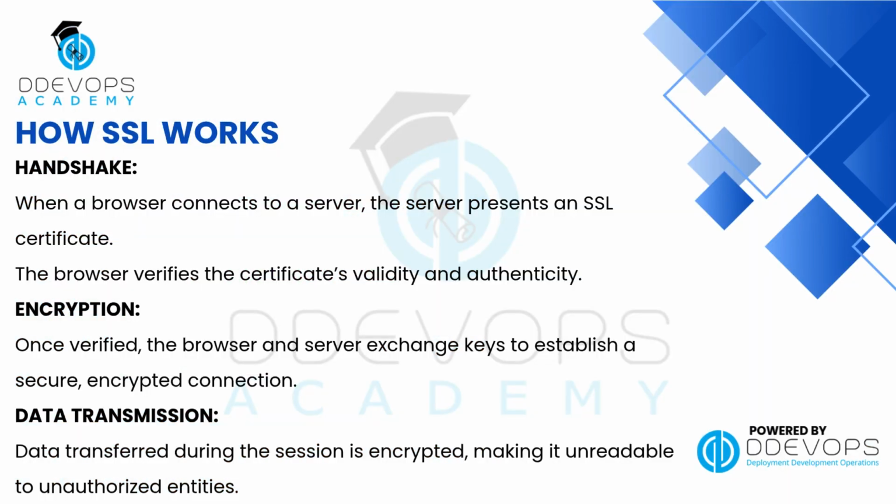How SSL works. Handshake: when a browser connects to a server, the server presents an SSL certificate. The browser verifies the certificate's validity and authenticity. Encryption: once verified, the browser and server exchange keys to establish a secure, encrypted connection. Data transmission: data transferred during the session is encrypted, making it unreadable to unauthorized entities.